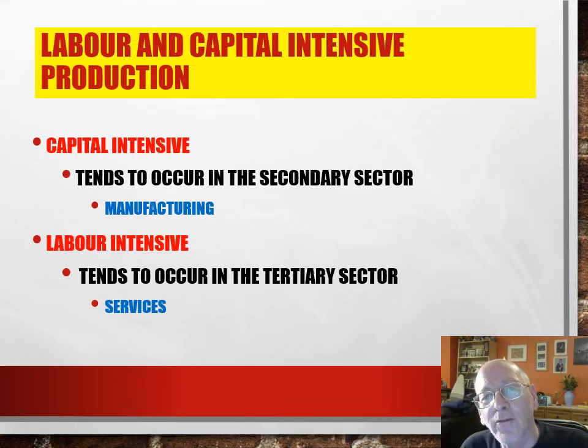This final section of the video looks at the allocation of resources between labour and capital. If you are capital intensive, it means that you're very dependent upon machinery. Often in the secondary sector, the manufacturing sector, you get more capital intensive outputs. If you are labour intensive, that means that there are a relatively high number of workers compared with the number of machines. Tends to occur in the tertiary or service sector. So, for example, in teaching or nursing, there are very, very high labour intensive methods of production.